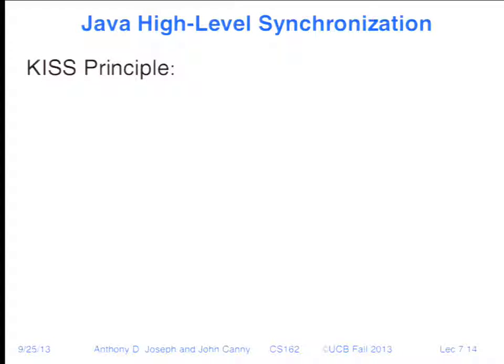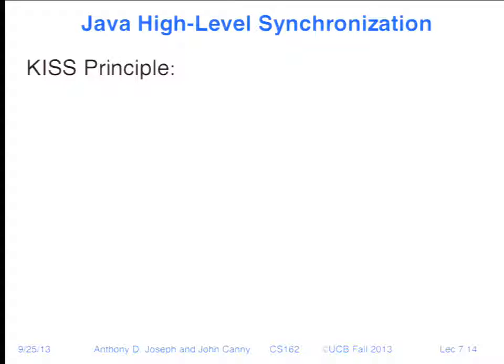Java also has high-level synchronization. In fact, Java had high-level synchronization primitives before the low-level ones were added. And Java generally, if you don't know, is a language that was entirely motivated by the idea of avoiding common programmer errors. So the developers of Java looked at the most common errors that programmers made in languages like C++ and tried to engineer the language to avoid them. And initially, they only supported implicit locks and condition variables. And they're following very much the KISS principle.